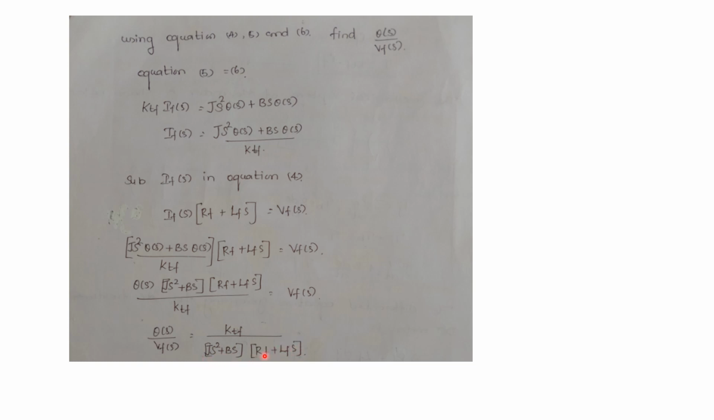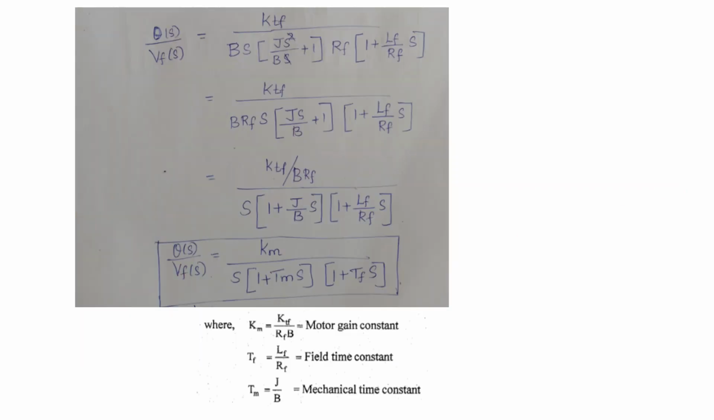So here we are not having any S. That means S power 0. Here we are having S. That is S power 1. Minimum power of S is this first term. So we can take RF outside. See the next slide.